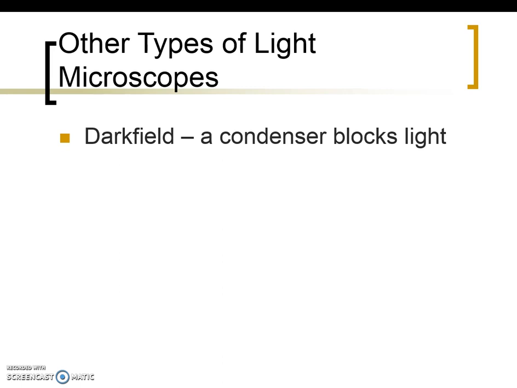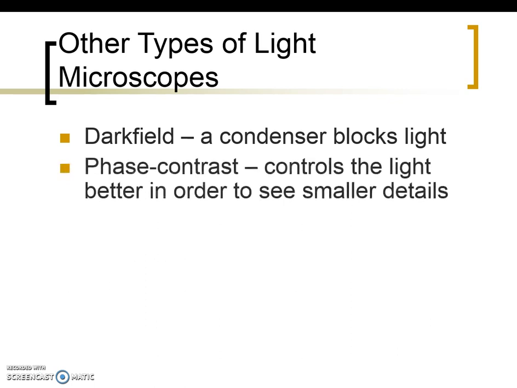We won't worry about any of that in our class, but some of you guys might be interested in looking at that in the book and finding out a little bit more about how the lenses bend the light. It's kind of neat. Another type of light microscope is the phase contrast microscope, which controls the light better in order to see smaller details.